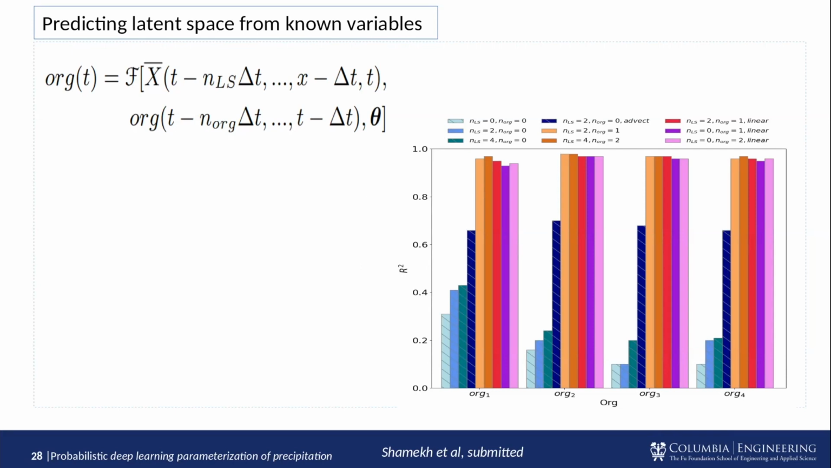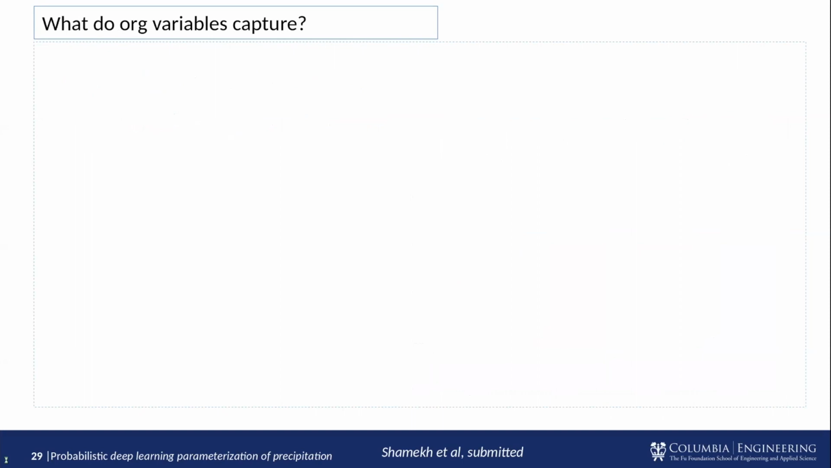Any questions? I have a quick question, and maybe you're going to get to this later, but did you look at the latent space of org at all to see what's being represented specifically? Yeah, so that's the next part. Okay. Any other questions?